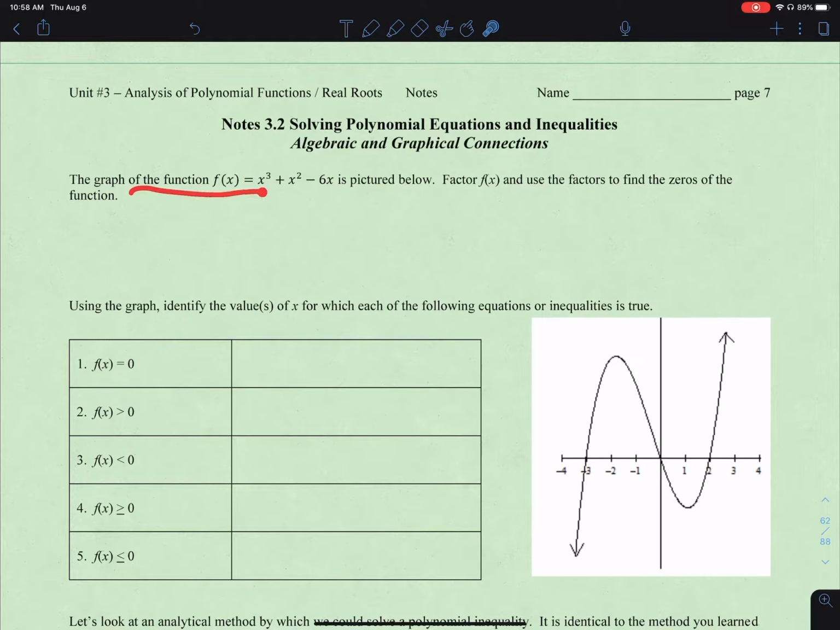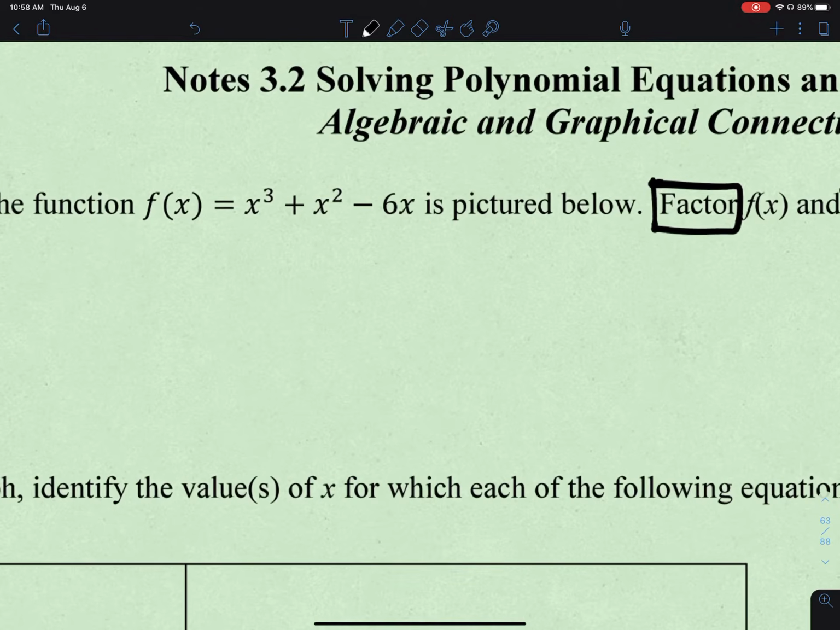The graph of the function f of x is pictured right here. Factor f of x and use the factors to find the zeros. So to factor this, let's set it equal to 0, and that's how we find zeros, by setting it equal to 0. Let's factor out the greatest common factor.